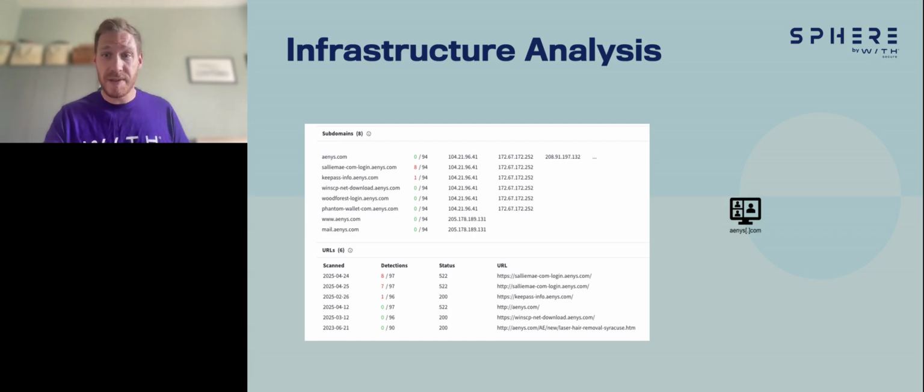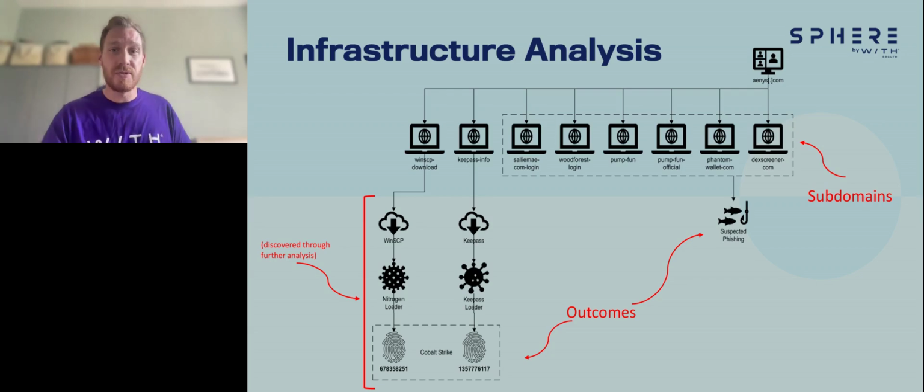And what we can see from anus here is a number of subdomains that look pretty suspicious, right? Let's drill into those a little bit more. So from anus.com, we have subdomains that adhere to a couple of different themes. We can see our keypass-info subdomain. We can see woodforest-login. Now that is a US bank. We can see pump fun official, which is cryptocurrency related. We can also see WinSCP download. So actually what we've got here is quite an eclectic set of themes of the subdomains that hang off this anus.com higher level domain.